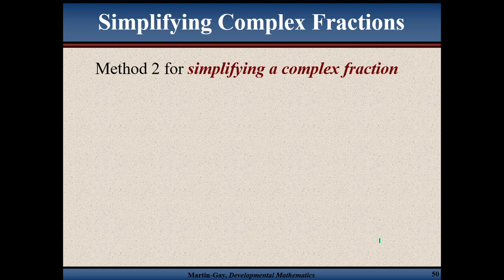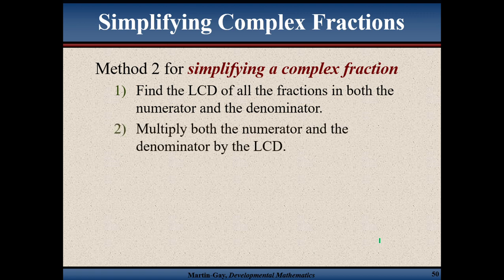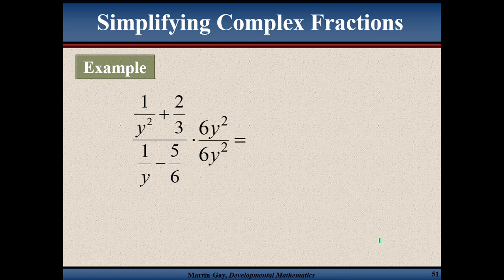For method 2, for simplifying complex fractions, find the LCD of all the fractions in both the numerator and denominator. Multiply both the numerator and denominator by the LCD. Simplify if possible. So here, 1 over y squared plus 2 over 3 all over 1 over y minus 5 over 6 pala, I mean. So, multiplied by 6y squared. Kasi kinuha natin yung pinaka-factor niya.